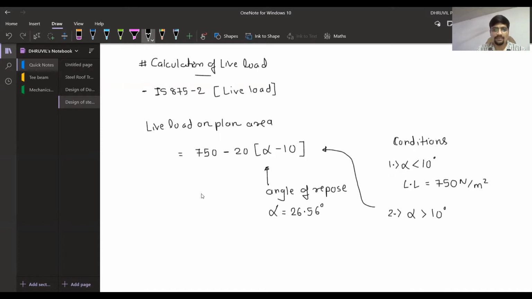Now putting the value of alpha in the equation: 750 minus 20 into (26.56 degrees minus 10). So what will be the answer? The answer will be 418.8 Newton per meter square.